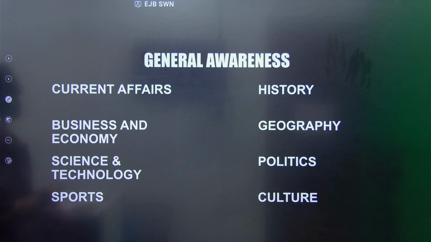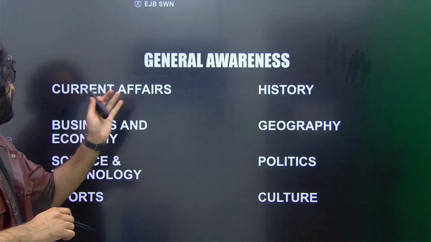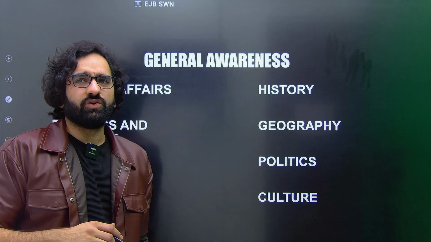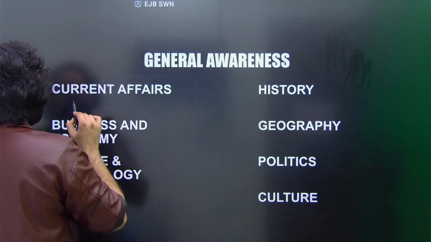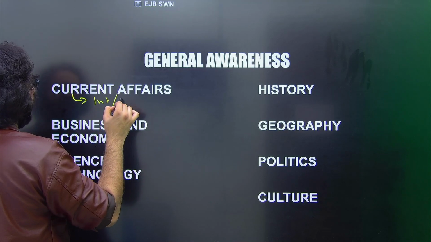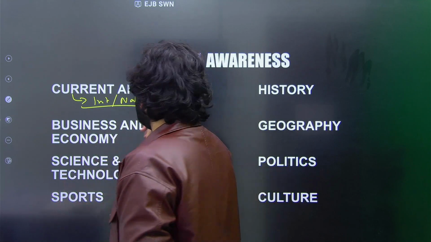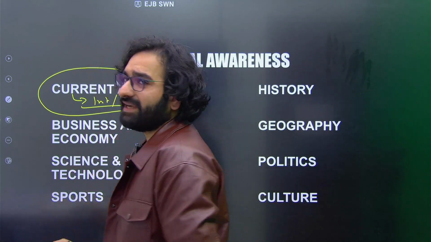Finally, moving on to general awareness. General awareness is a bit of a tricky section. You have current affairs, business and economy, science and technology, sports, history, geography, politics, culture. These are obviously some of them. Now, in current affairs, you obviously have international and national current affairs at the same time. However, current affairs doesn't hold the most amount of weightage, generally speaking, if you look at their past year papers. So, even though this is important, we do recommend you being selective with the kind of information you have to remember at the last moment.